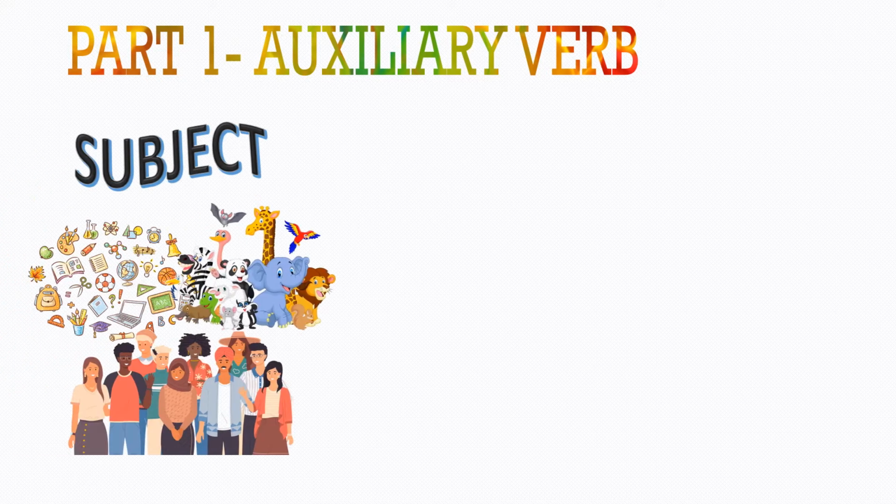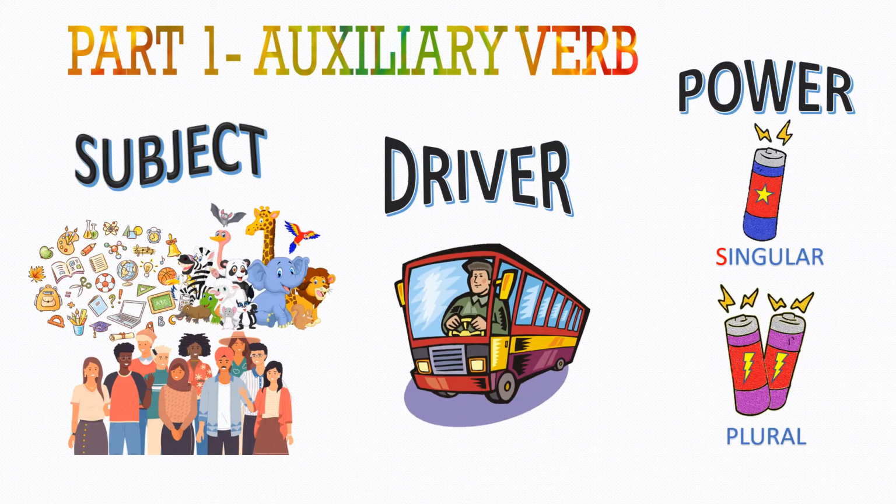There are three important key terms in this video: subject, driver, and power. These terms will be used to show how auxiliary verbs are used. By the end of this lesson, you will be able to identify auxiliary verbs in English and understand their usage.